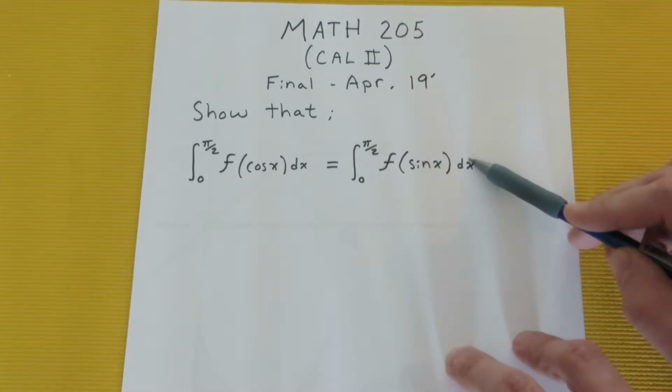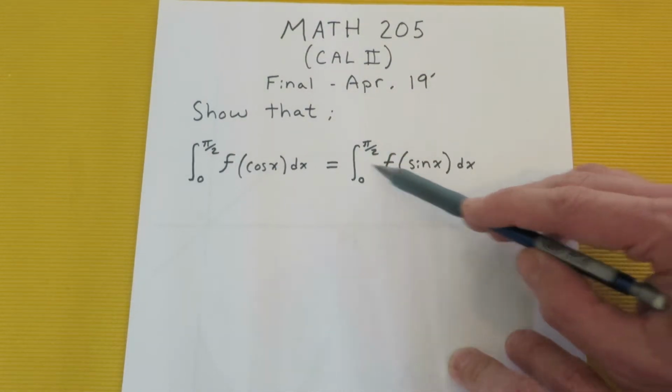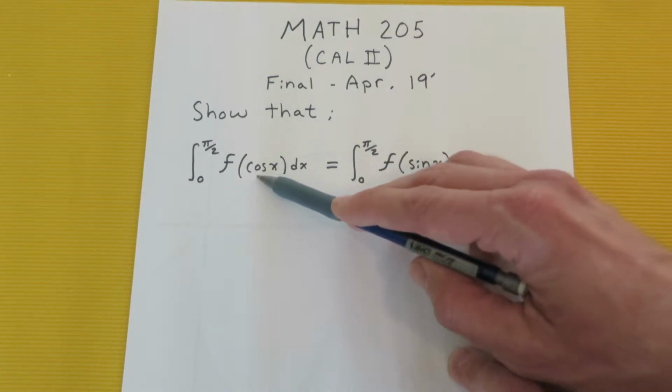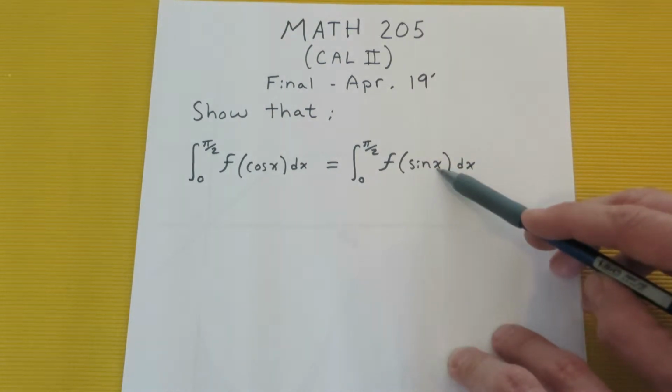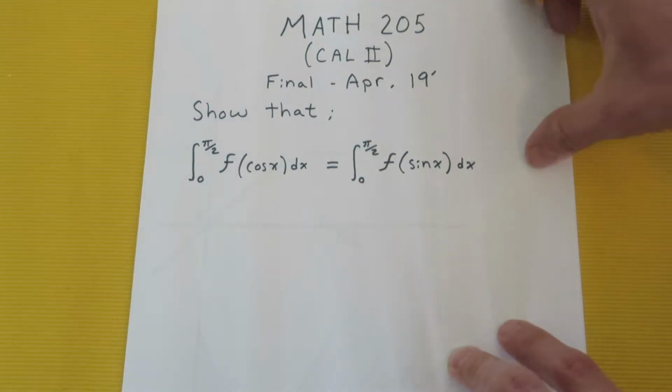And at first it looks a little bit daunting, a little bit intimidating, because we have some sort of function, it's the same on both sides, but we don't know what it is. And then what we have inside of it is different. Cosine of x and sine of x, well, these are two complementary but very different things. So what's going on here?